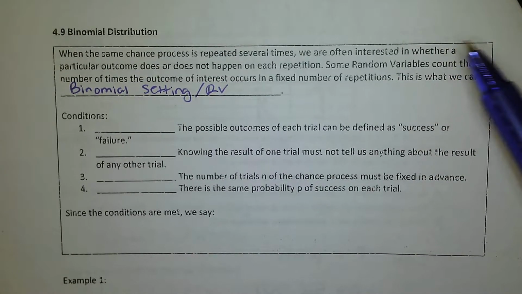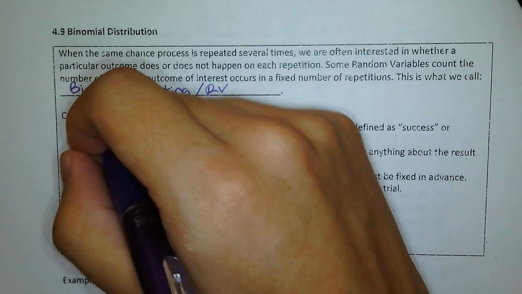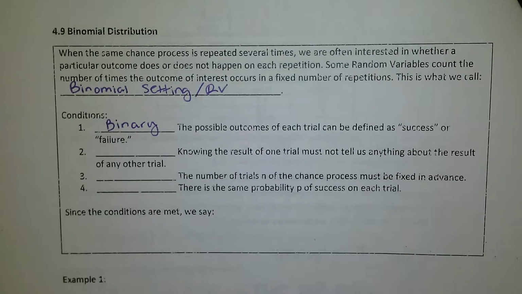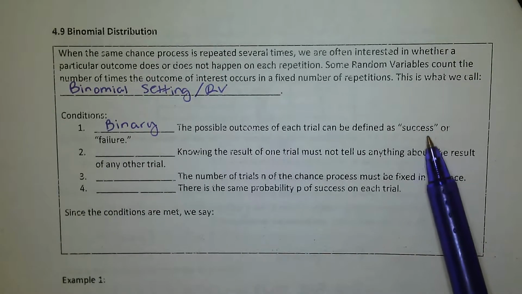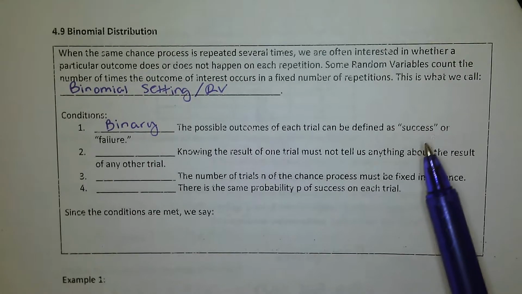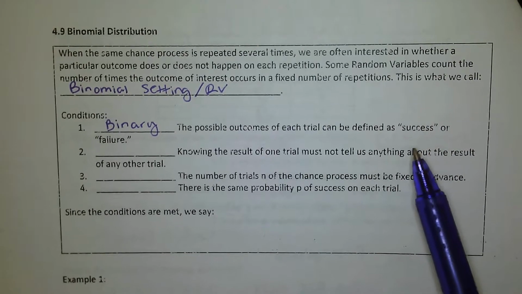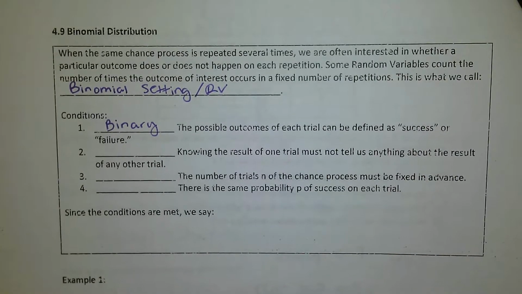So we're looking as to whether a particular outcome does or does not happen on each repetition. So our first condition is that in a binomial setting, the variables must be binary, meaning that it either does or does not happen, and most oftentimes we call this a success or a failure. Now, a success doesn't always mean a good thing. You could have a binomial random variable with, who knows, like student loans or debt or something negative. So just because it says success, or death rate even, just because it says success does not mean it's a good thing. It just means that the event happens, what we call a success.